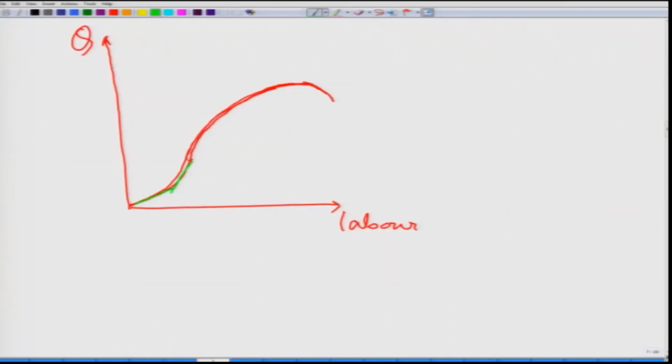Now, therefore, this is my production process where you can see the slopes are steeper and then it starts getting flatter. At this point, it's stagnant and then it's decreasing. Anyways, now if we want to plot the average product curve, how does it look?